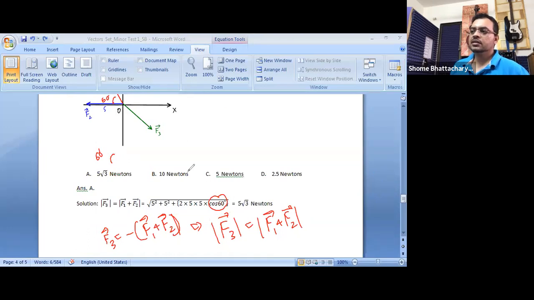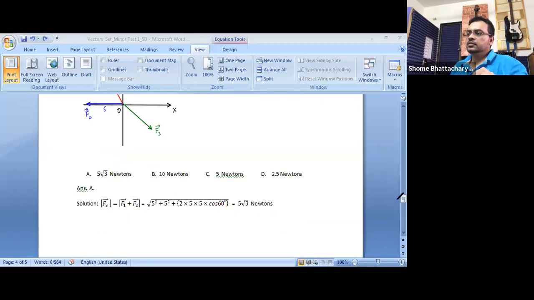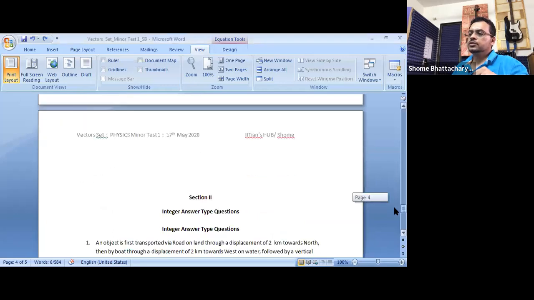Component form will be a little lengthier. Easier here is because directly this angle and both the magnitudes are known, so substituting here becomes very easy. Okay. That is this, and then we also had a couple of integer questions based on this.